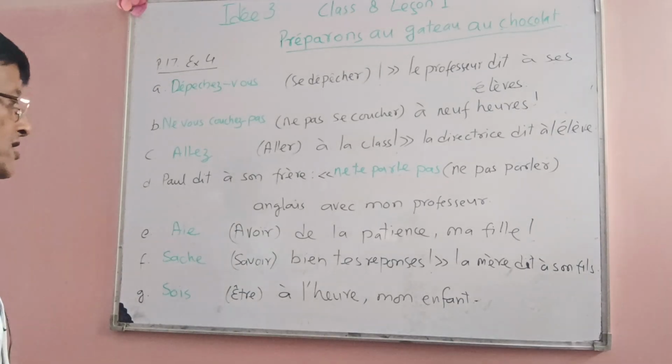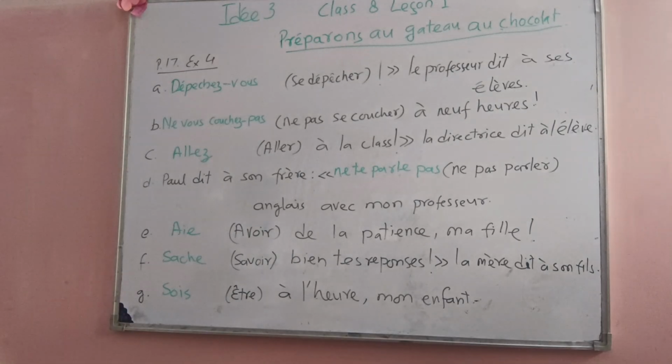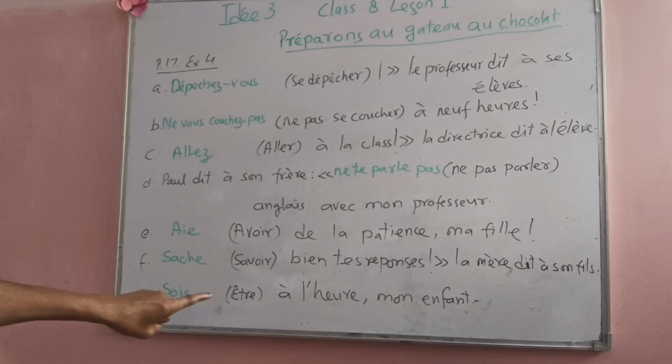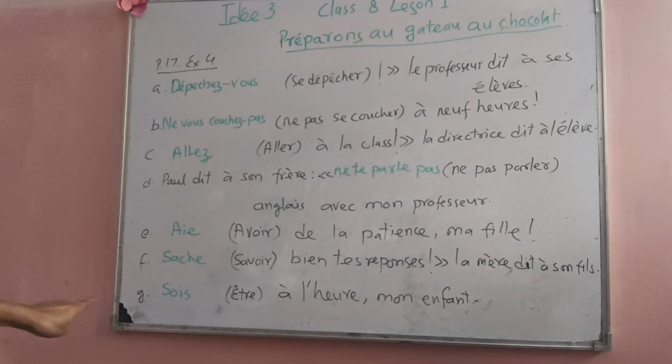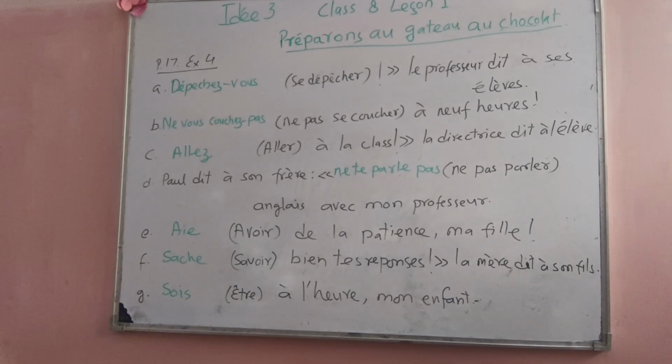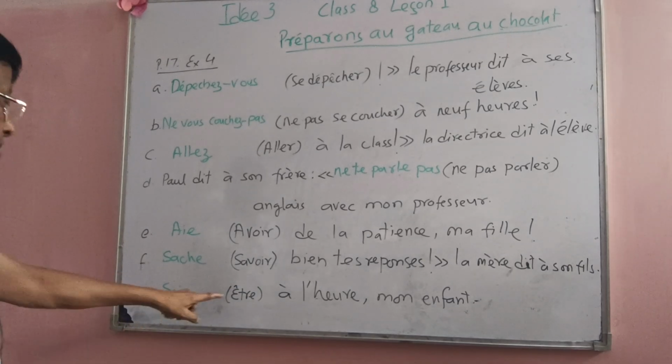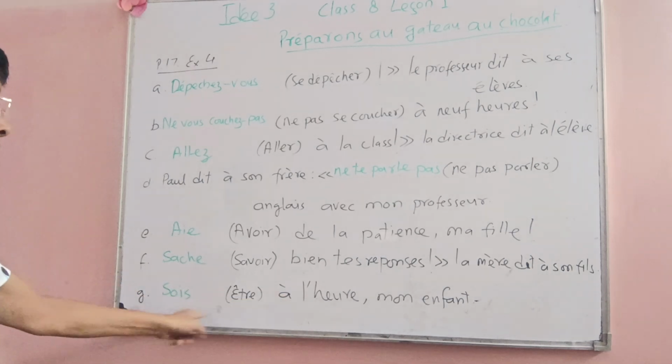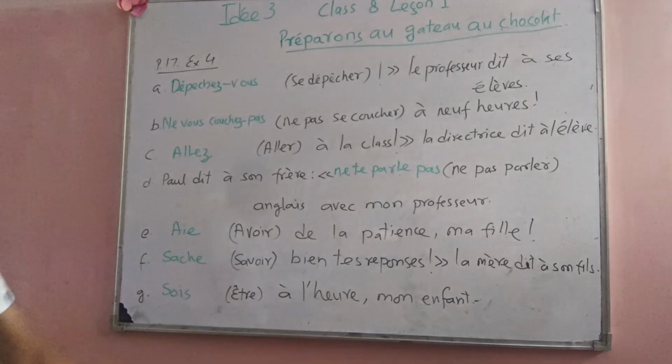F. Cherche bien tes réponses. La mère dit à son fils. Look for your answers well. The mother says to her son. Chercher becomes cherche. G. Être, être becomes sois. Sois à l'heure, mon enfant. Be on time, my child. Être means to be. So être becomes sois. Sois à l'heure, mon enfant. Be on time, my child.